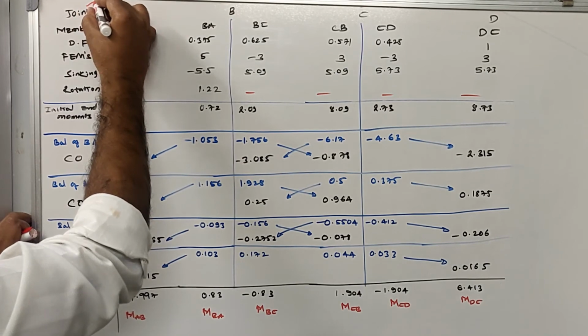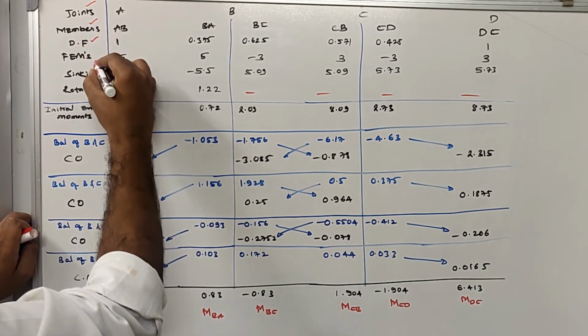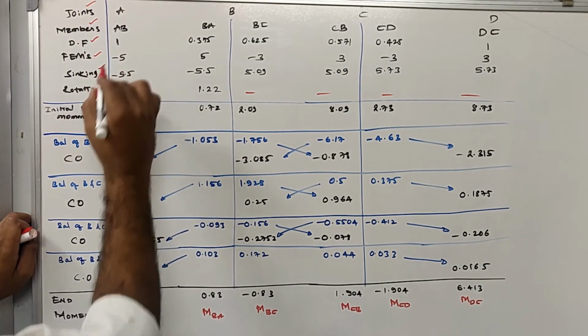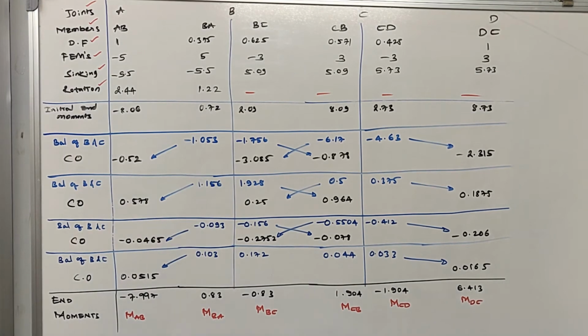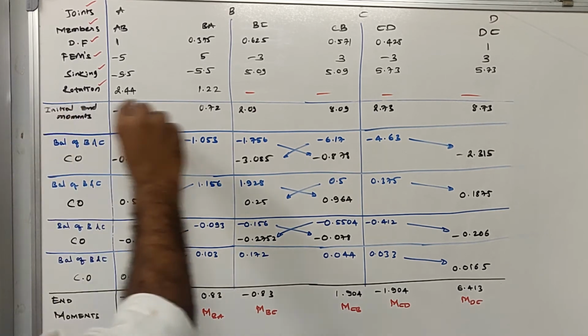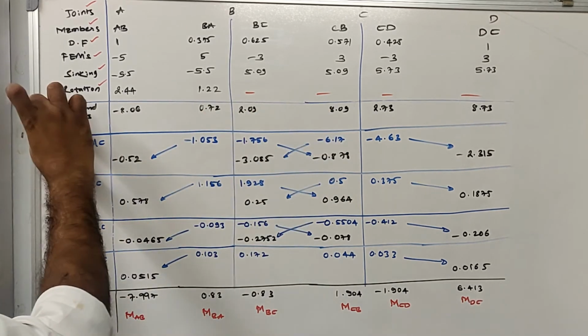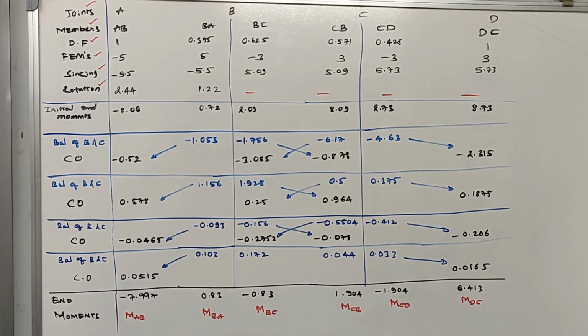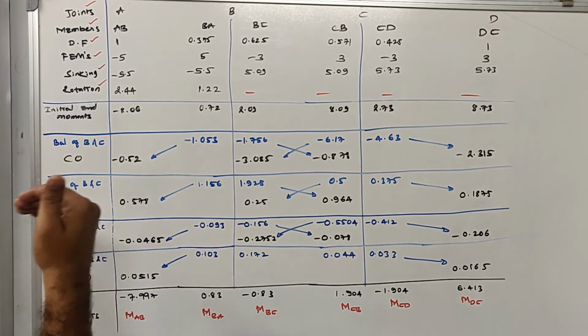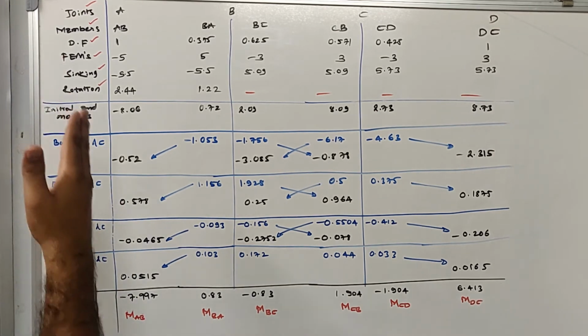the first row is the joints, after that you write the members, then the distribution factor, fixed end moment, sinking moment and rotation moments. Once you complete this, the next step is to write the initial end moments. In the previous problems that we solved, we had not written initial end moments. So here I am giving you another row called initial end moments. In initial end moments, what you need to do is take the sum of the moments due to fixed end, sinking and rotation at each member.